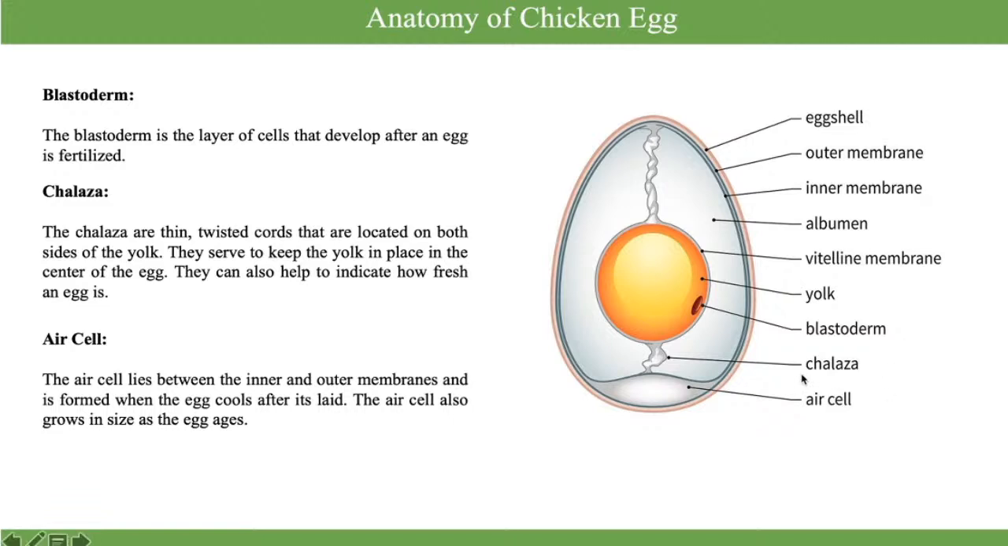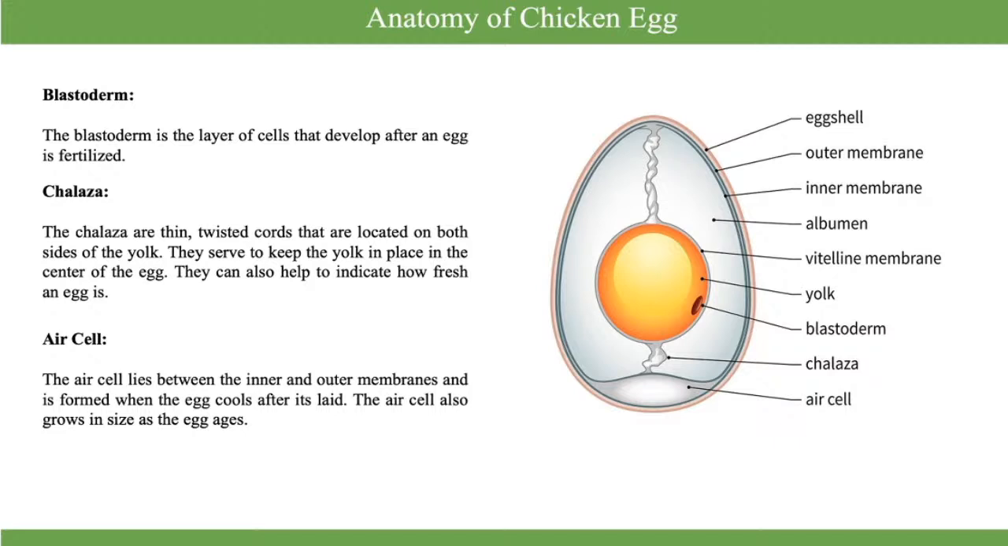Next is chalaza. Now what is chalaza? Over here you can see thin cord-like structures. They are twisted, and they can be found on both ends of the yolk. So what they are actually doing is keeping the yolk in place. And where is this place? It is keeping it in the center of the egg. So they can help to indicate how fresh the egg is. So this is also one of the major importance of this chalaza.